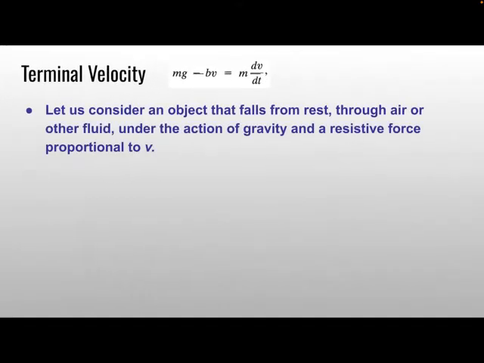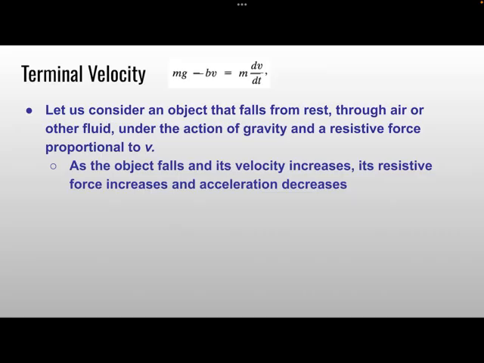So the object is falling from rest through the air under the action of gravity and a resistive force proportional to v. What happens to the object as it falls? Velocity increases, therefore the resistive force also increases. What happens to the overall net force? It decreases. What happens to the acceleration? It also decreases. So by going faster, we increase air resistance and decrease net force and acceleration.